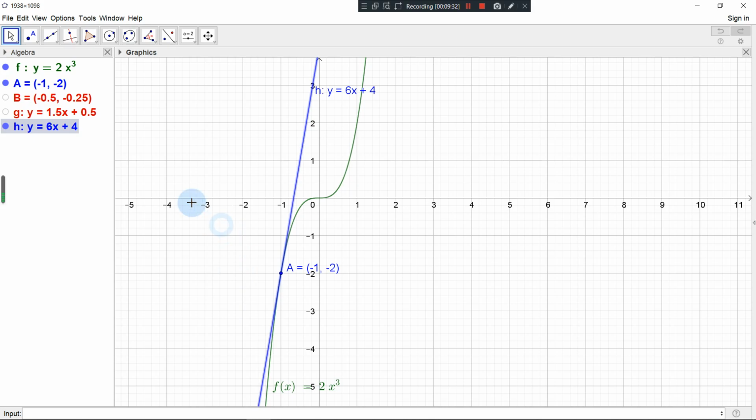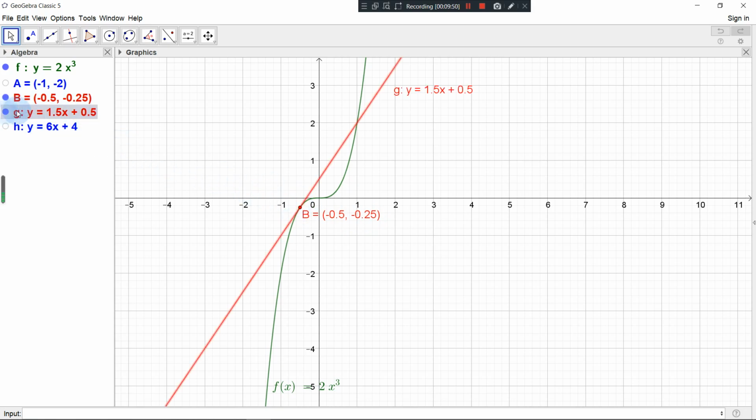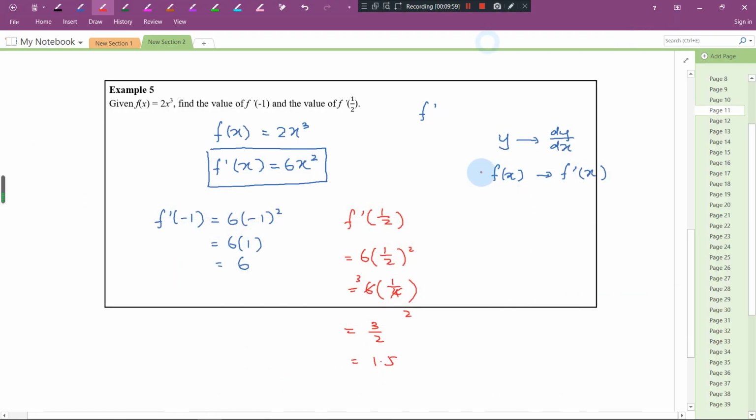Okay, let me show you here. When x is equal to 1 over 2 or 0.5, y is equal to 0.25. The tangent at this point is this one. You look at the equation here. The gradient of this tangent is 1.5. Okay, so now you know what you are doing. This is the gradient of the tangent at that point.